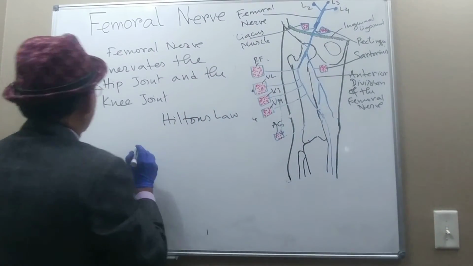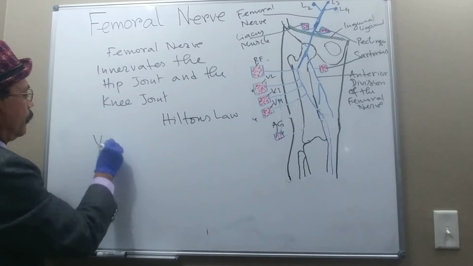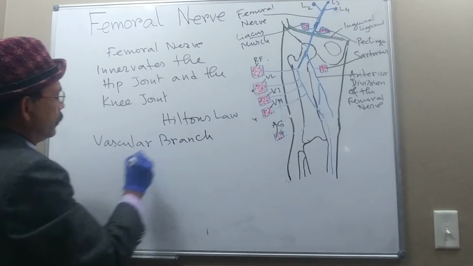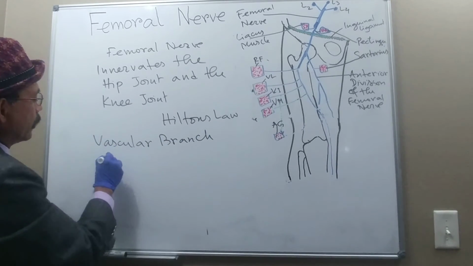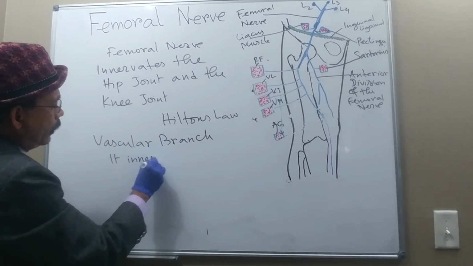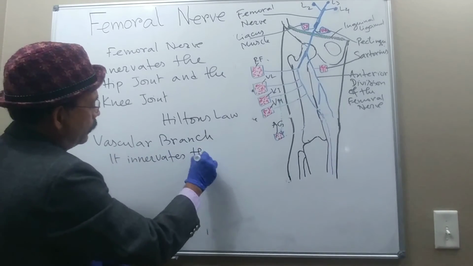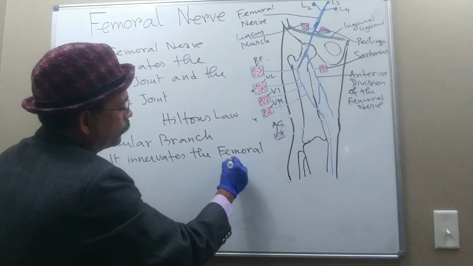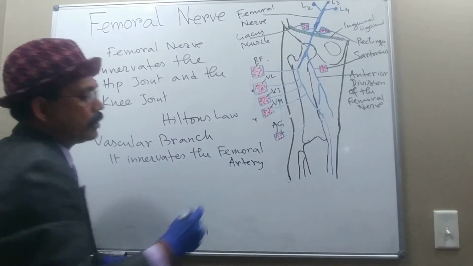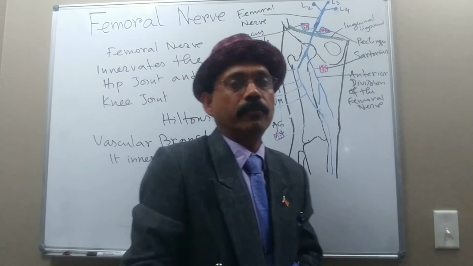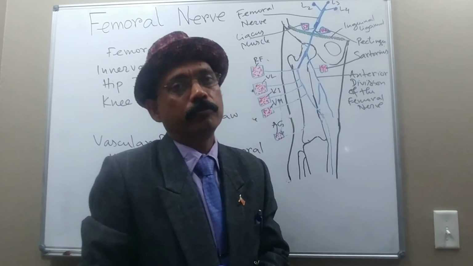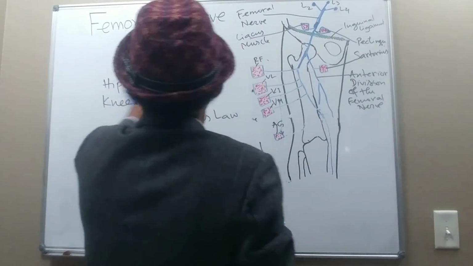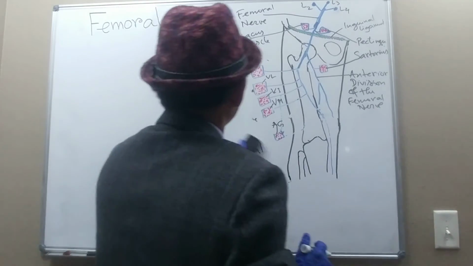The femoral nerve also has a vascular branch. It innervates the femoral artery, especially the sympathetic fibers going through the femoral nerve to the femoral artery. Okay, we got the branches of the femoral nerve.